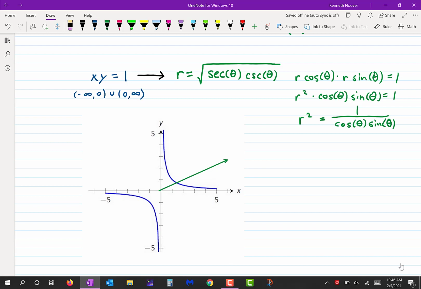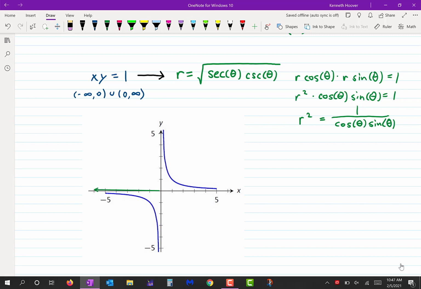Where is it crossing the hyperbola? At a distance of the square root of secant theta times cosecant theta. But when I get up here to pi over 2, look, it's not crossing the hyperbola. So pi over 2 is not in the domain. In fact, there are no points for any of these angles in quadrant 2 either. That's not part of the domain.